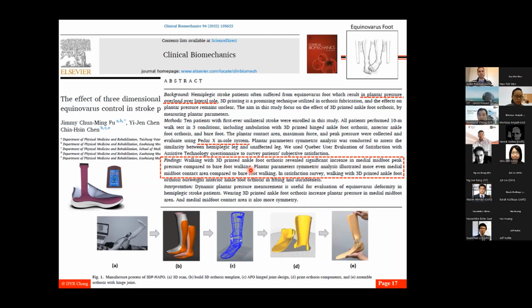So you can see now is that originally they are seeing much higher pressure at the lateral side, but after wearing this 3D printed orthosis, right, you can see that actually the pressure point actually kind of moves from the lateral to the medial. So that says that the lateral side is definitely kind of offloaded. So with that, they are able to show that wearing their 3D printed ankle foot orthosis increases the plantar pressure in the midfoot and actually makes the entire contact area more symmetric. And so in a way, they are using sensor technology to prove that their orthosis actually helps in altering the plantar pressure of the individuals, right?